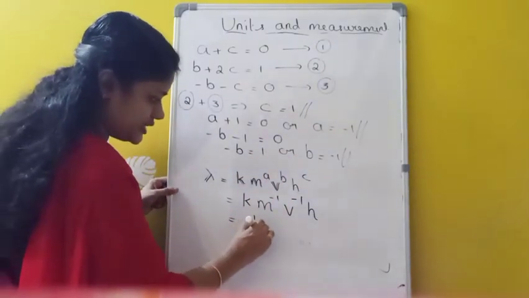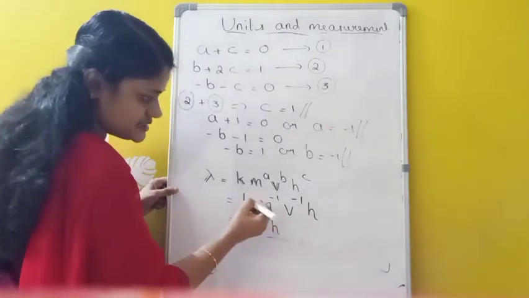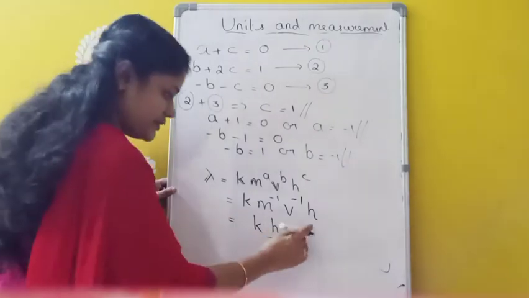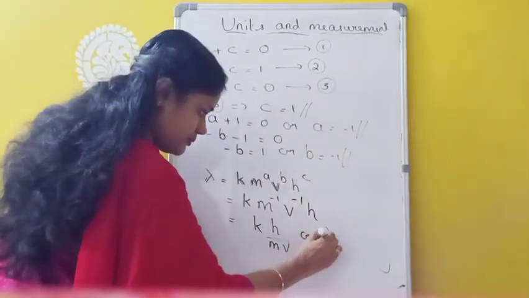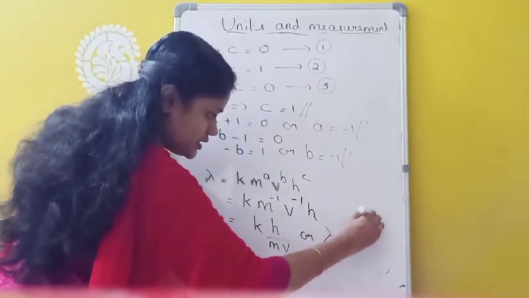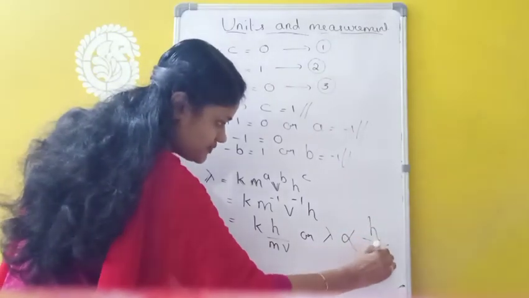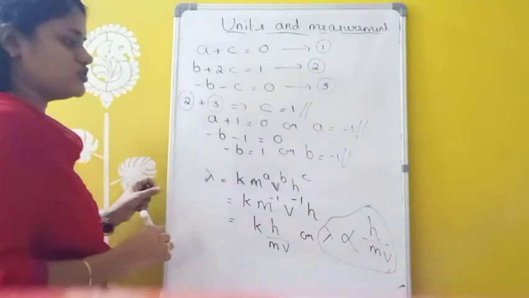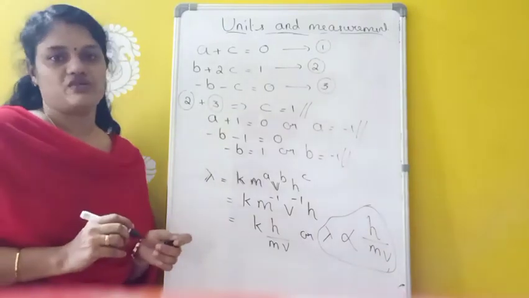That means K into H by this M and V I am taking in the denominator. H by MV. That means it indicates that lambda is proportional to H by MV. Okay. So we got that this wavelength lambda is proportional to H by MV.